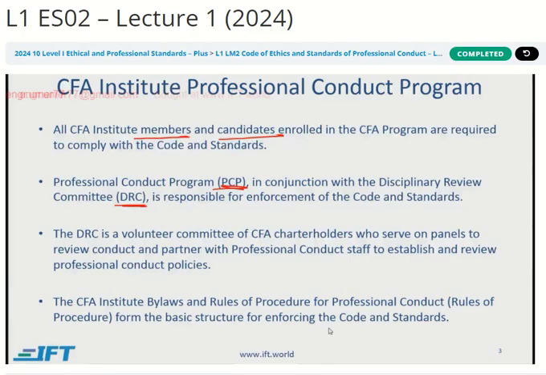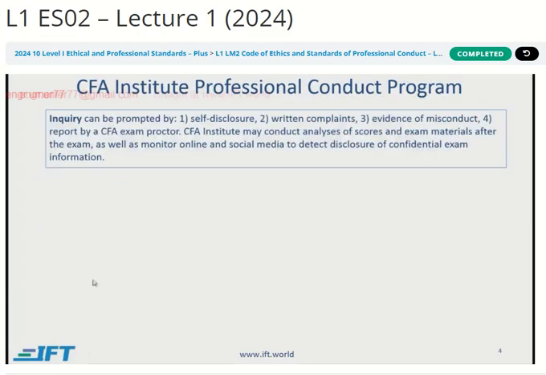While you don't need to understand the details of this particular document, what you do need to understand is the code and standards, and if there is a potential violation of the code and standards, then you will hear from the PCP. Now, you need to understand this process. What is it that initiates an inquiry by the Professional Conduct Program, and what happens subsequent to that inquiry? That is covered here.